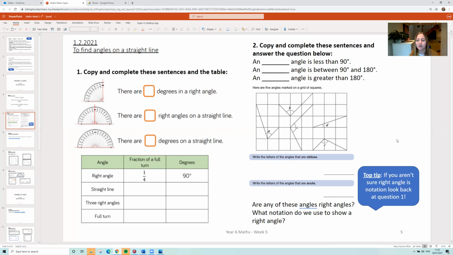There are 5 angles marked on the grid of squares, and we'd like you to write down the letters of the angles which are obtuse and which angles are acute. And then answer this quick question. Are any of these angles right angles? Think back to the learning you've just done and think about what little symbol we use when we show a right angle. Think back again to the learning you've just done in question 1.